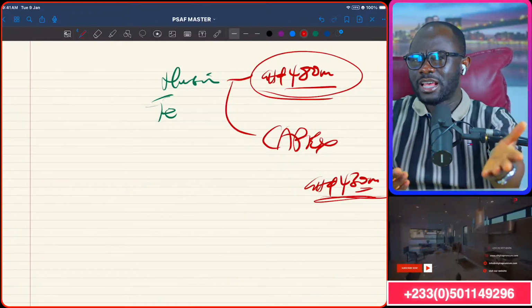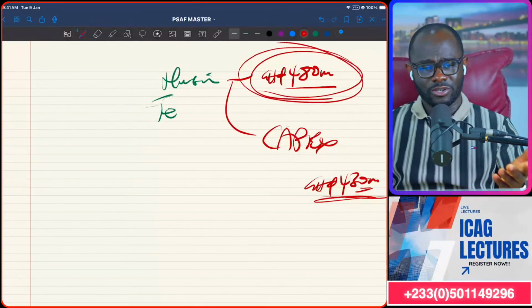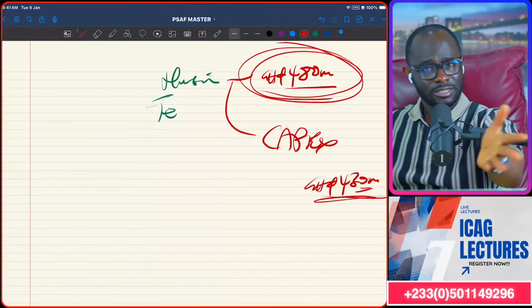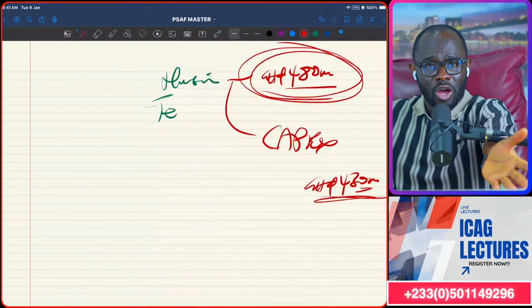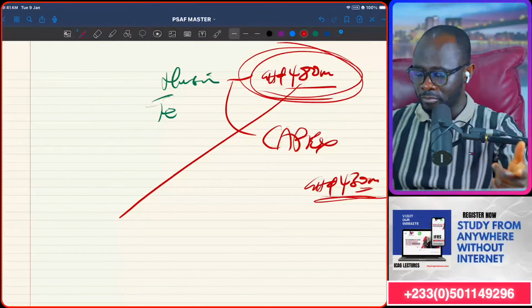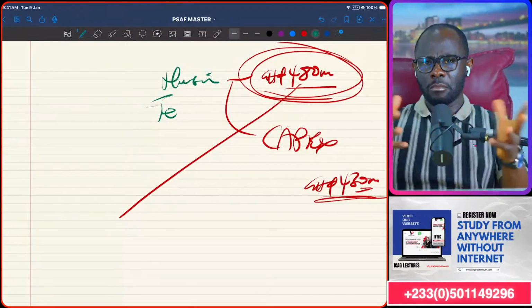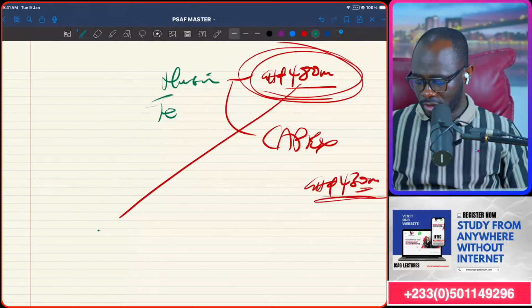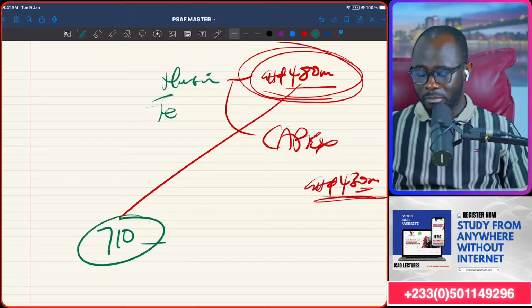So, it's something that I don't know why government continues to pay. To me, it's something government has to stop. Because that 480 million Ghana cedis every year could build, on average, a modern CHIP compound, about 710 CHIP compounds every year.